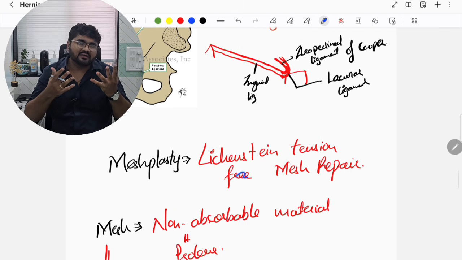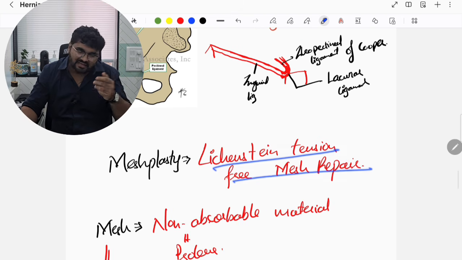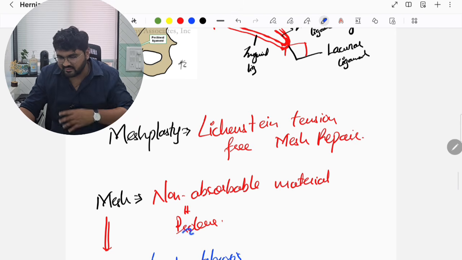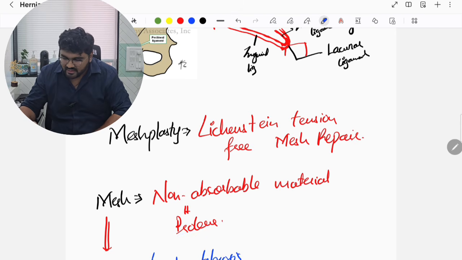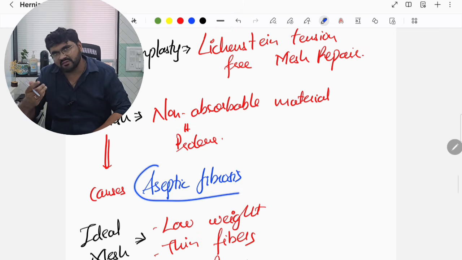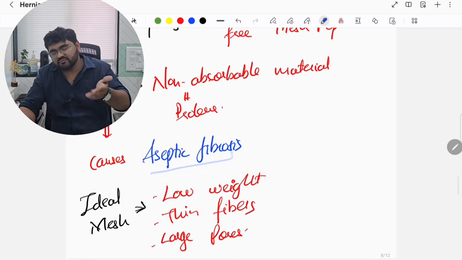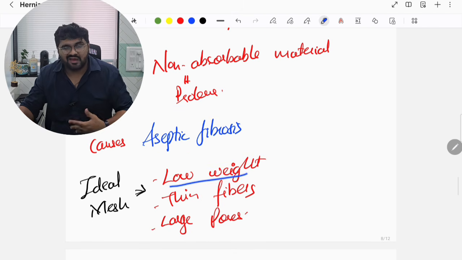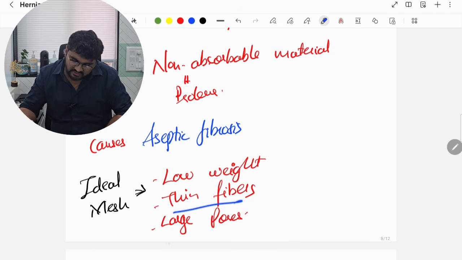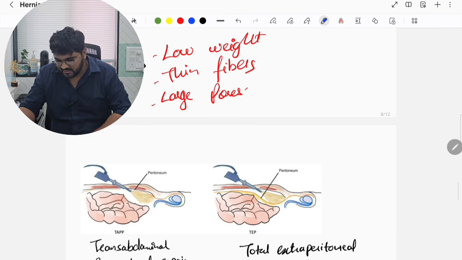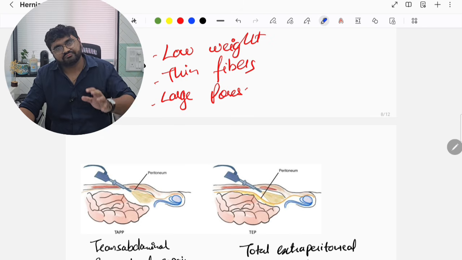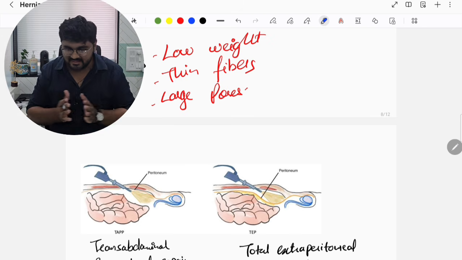Right. The fourth, the mesh plasty, we know that it is Lichtenstein tension-free mesh repair. I won't go into the detail. We all know about it. We use a Prolene mesh. You fix it with the Prolene suture as well. And how does it reinforce? It causes aseptic fibrosis. And what are the qualities of the ideal mesh? You need a low weight mesh, thin fibers, and large pores. Right. So these are all the open inguinal hernia surgeries.